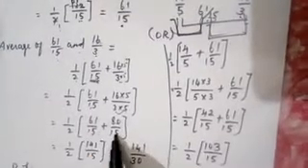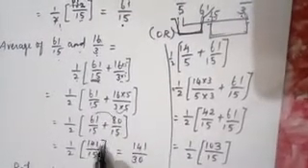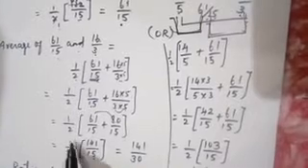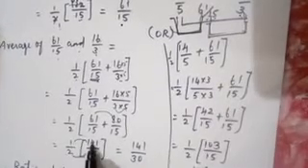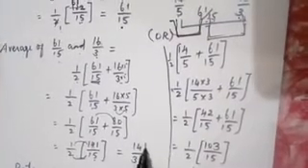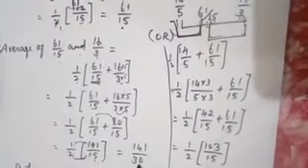Now you have the same denominator, so you have to add these two: 141 by 15. Now you have to multiply these two: 1 into 141, 141; 2 into 15, 30.